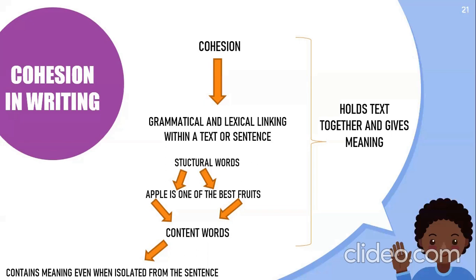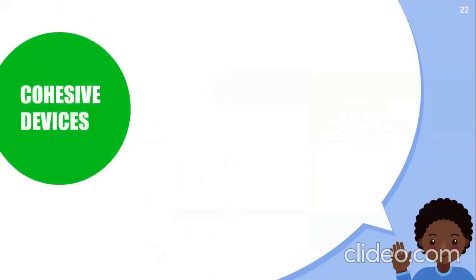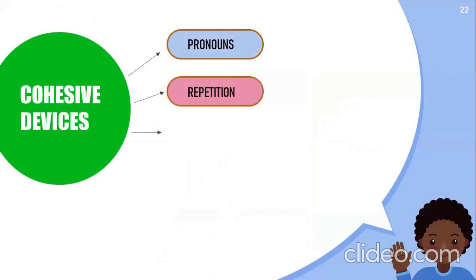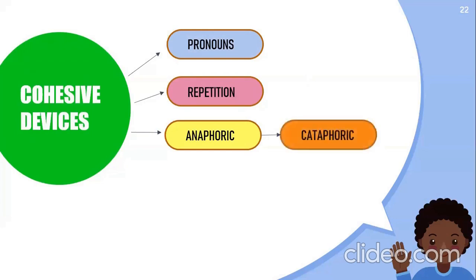So having understood cohesion in writing, let me now move on to the different cohesive devices that we need to understand while reflecting on our end product. The first cohesive device is pronouns, the second is repetition, the third is anaphoric reference, and the opposite of anaphoric reference is cataphoric reference. Then comes sequencing, and then of course the last one is ellipsis. Let me now tell you the detailed information about these cohesive devices with the help of examples.